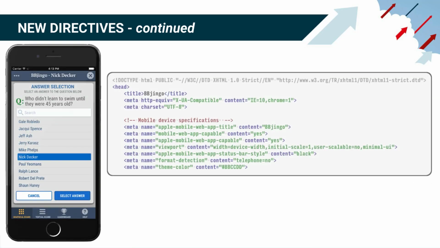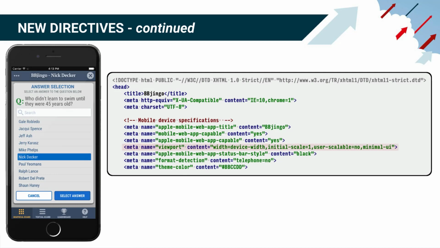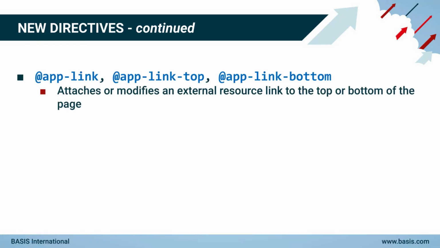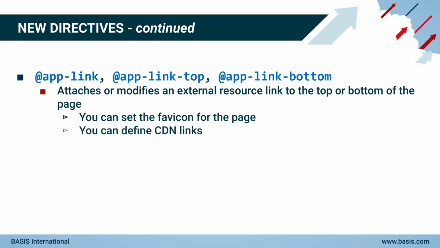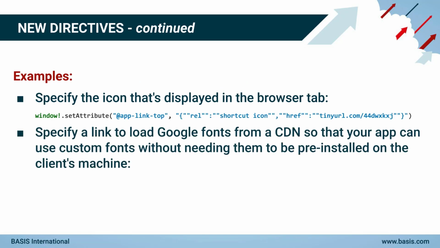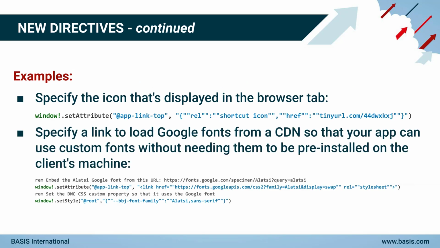We did this for BBjingo at previous TechCons, but we had to resort to embedded buoy in order to access the page's meta tags. The link directives let us attach or change an external resource link to the top or bottom of the page. We can use this attribute to set the browser's tab icon, or to include a link to access Google Fonts from a CDN. That's very useful, as we can then use the font in our application without needing to host it or install it on the client's machine.